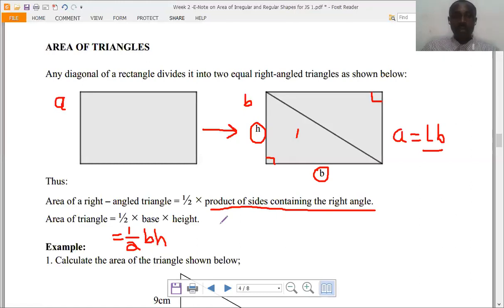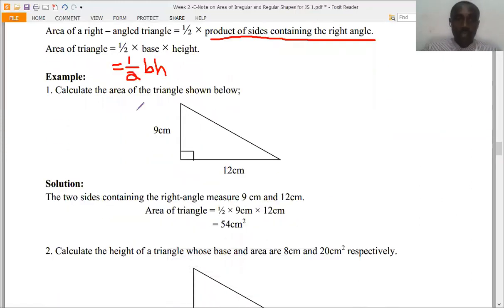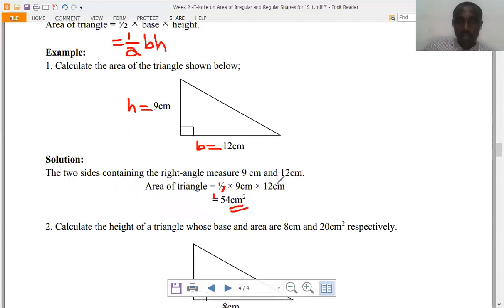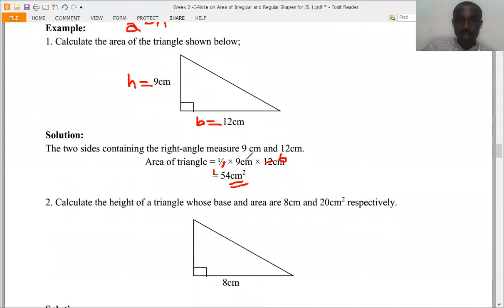So let's take an example. It says calculate the area of the triangle shown below. In this case, the height is given as 9 centimeters, while the breadth is given as 12 centimeters. So all we need to do is apply the formula. The two sides containing the right angle measure 9 centimeters and 12 centimeters. Therefore, the area of the triangle is half times 9 times 12, which is equal to 54 centimeters squared. Half of 12 is 6, and 6 times 9 is 54 centimeters squared.